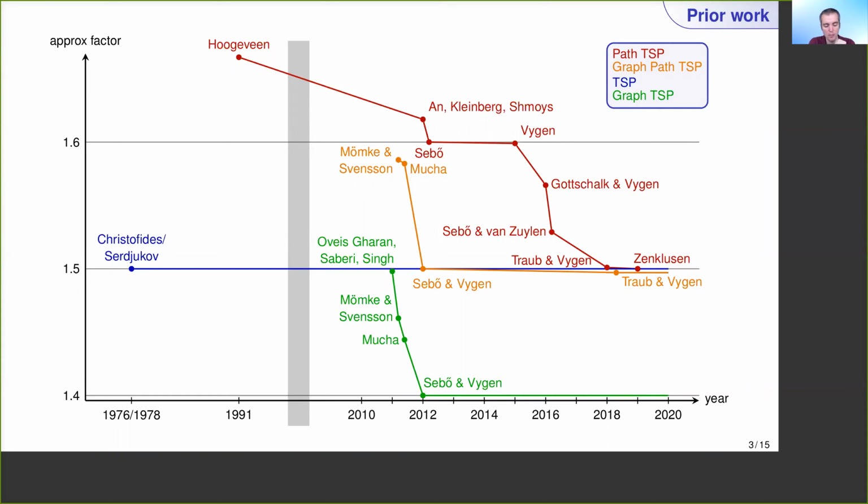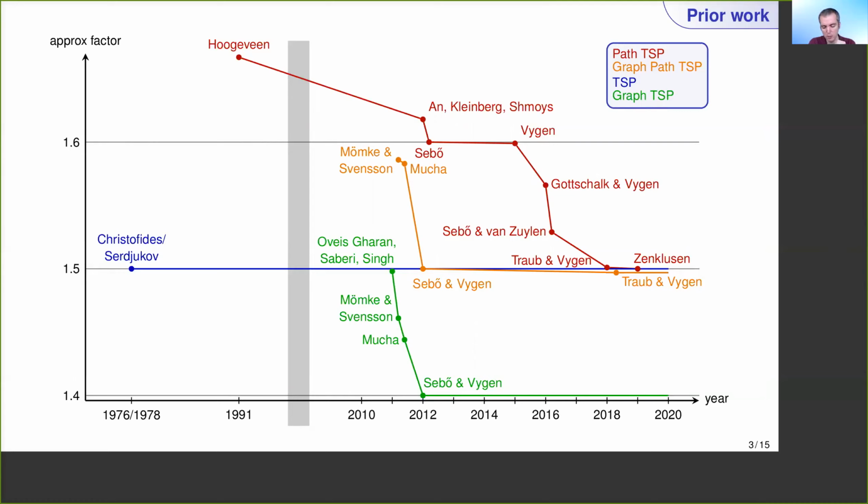Here we have an old algorithm from the 70s by Christofides and also from Serdyukov. It's a 1.5 approximation. This one has only been improved for the special case of graph TSP, the green line we see here. This started with a slight improvement by Oveis Gharan, Saberi and Singh, and now we have a 1.4 approximation by Sebő and Vygen, which is currently the state of the art.